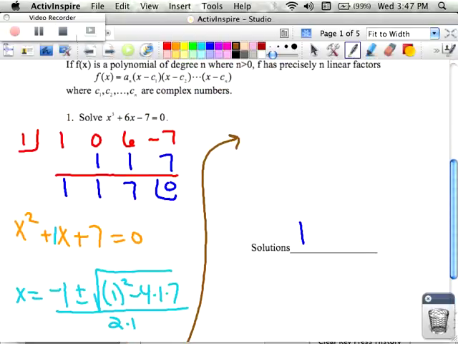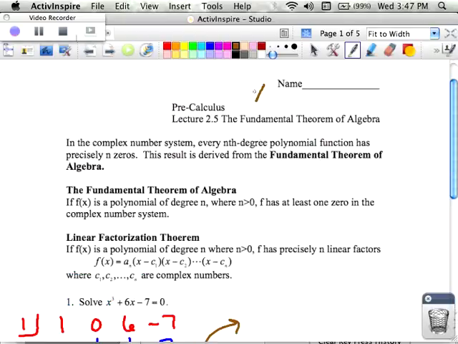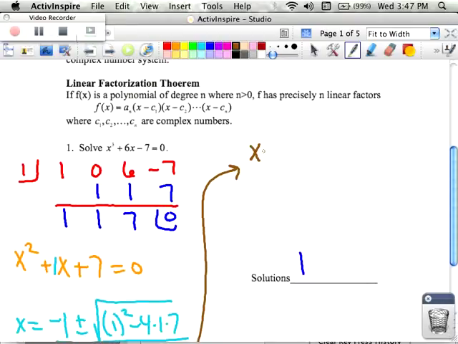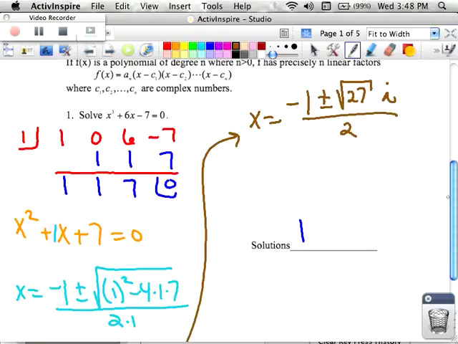As I rewrite it, I'm going to say that x is equal to the opposite of b plus or minus the square root of 27 under the radical, and i, saying that I have an imaginary number outside the radical, all over 2. And we should always simplify things, and 27 actually happens to have a perfect square inside of it, believe it or not. So that means I have negative 1 plus or minus the square root of 9 times the square root of 3 times i on the outside of the radicals, all over 2.